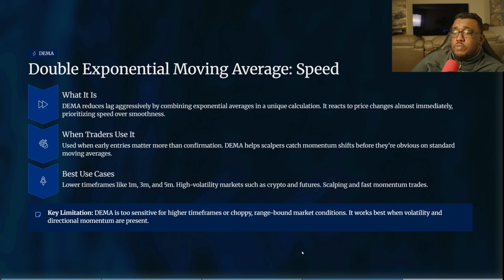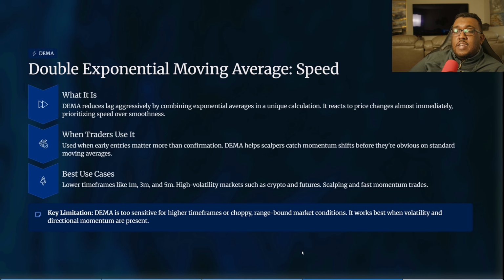So when should traders use it? It's basically used when entries matter more than confirmations. DEMA helps scalpers catch momentum shifts before they're obvious on standard moving averages. Higher risk, higher reward, but you can see right here it says scalpers. Those of you guys who like to trade a lot, scalpers.